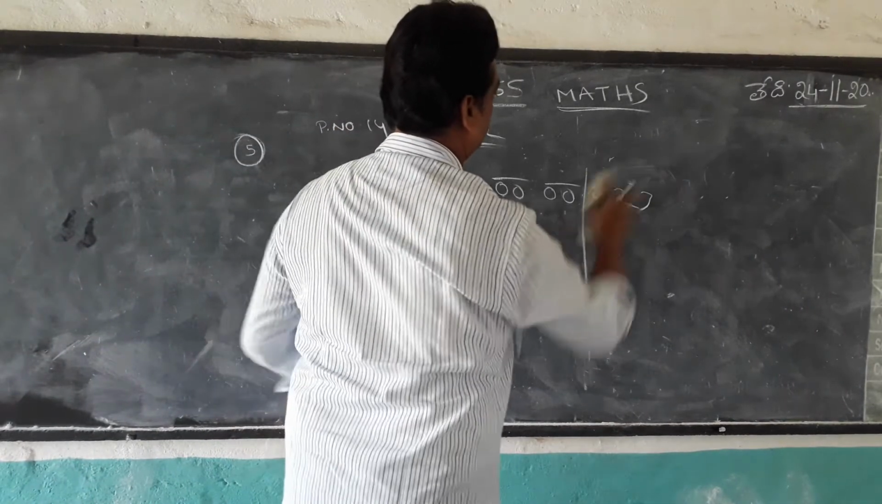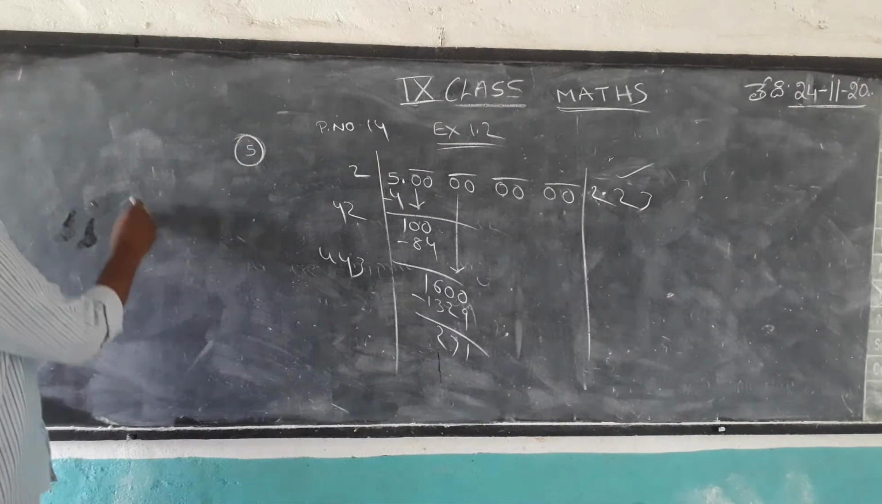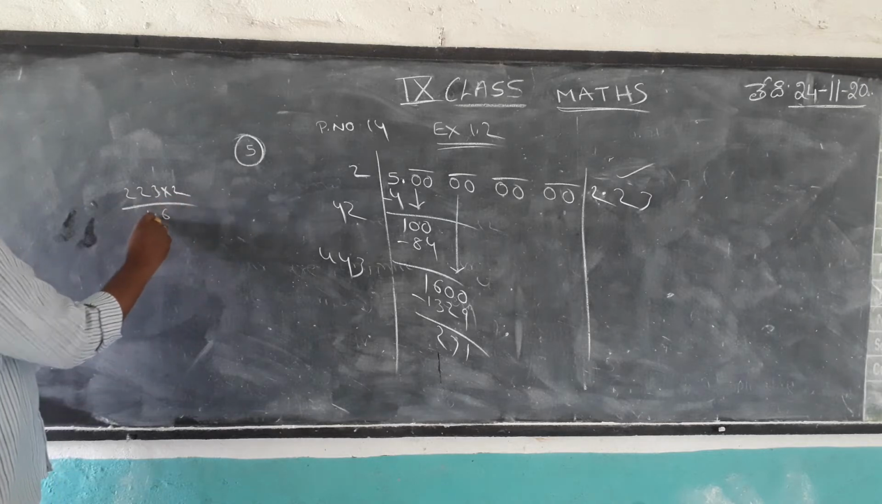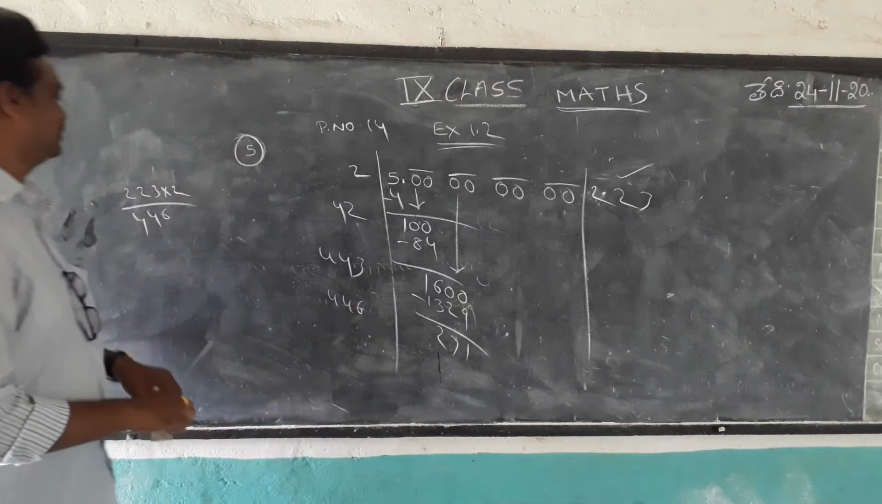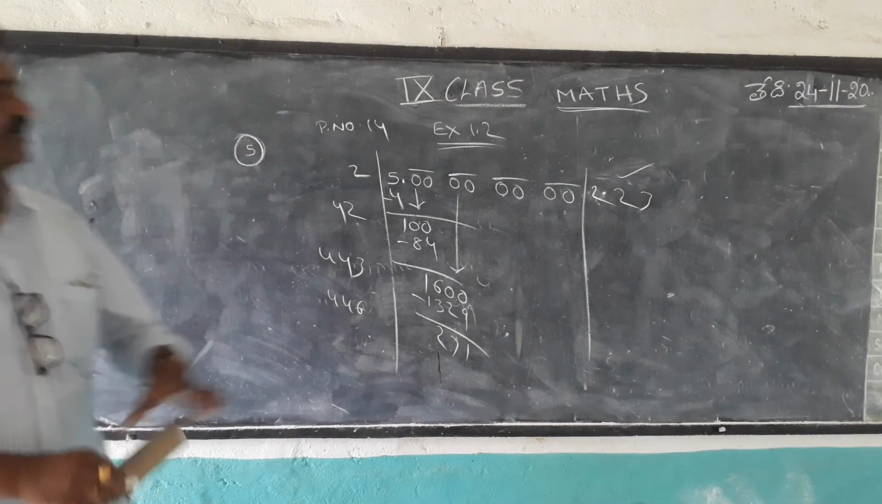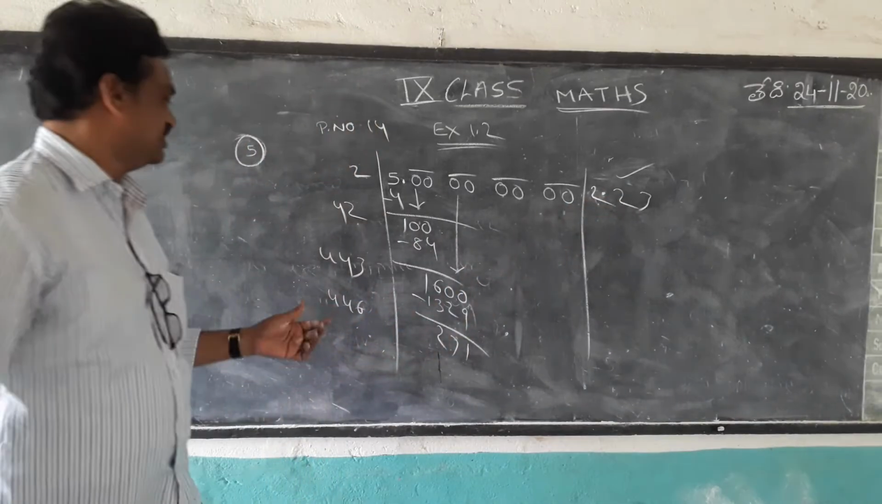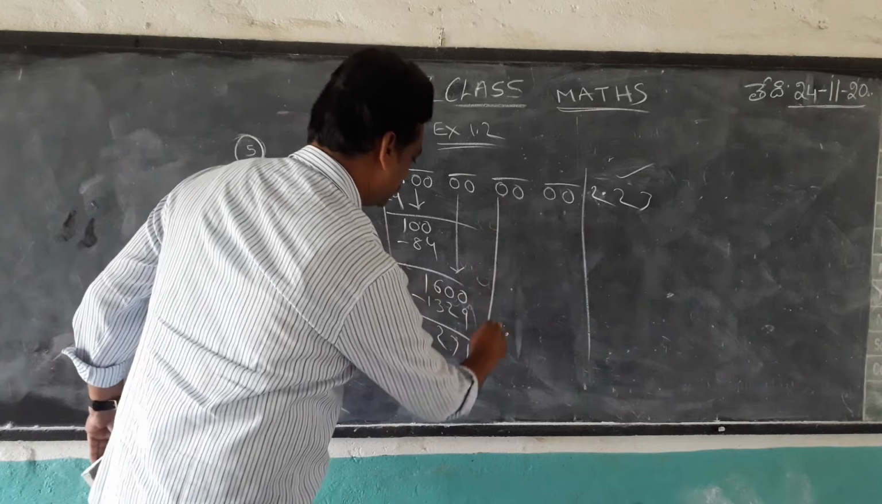Next, double of 223. 2 3s are 6, 2 2s are 4, 2 2s are 4. 446 you write here. You have to write double of this number. Which number do you have to multiply? You have to write another bar.